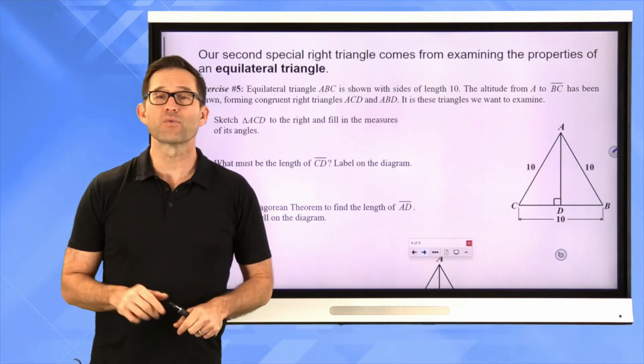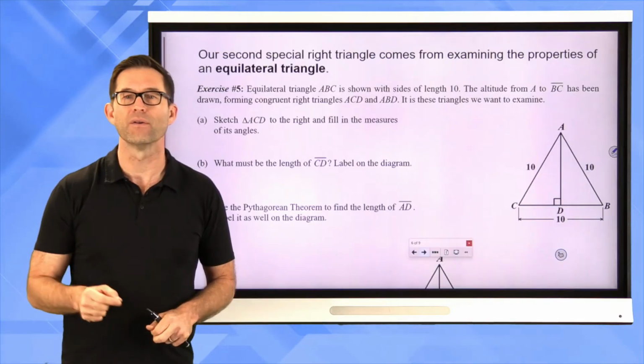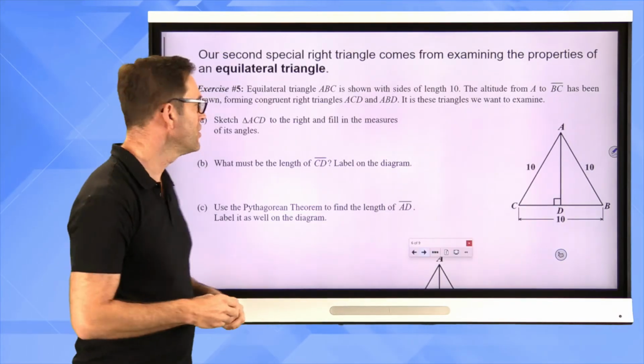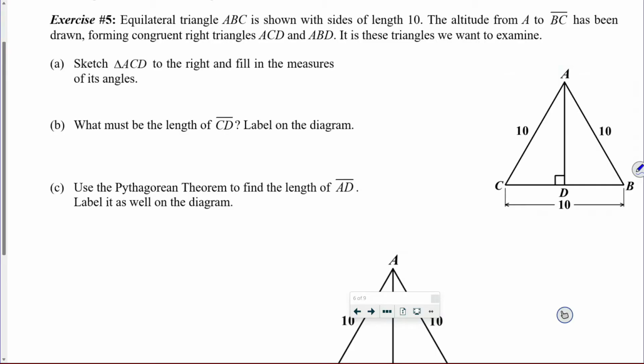Our second special right triangle comes from examining properties of an equilateral triangle, strangely enough. So let's take a look at an equilateral triangle in exercise number 5. Equilateral triangle ABC is shown with side lengths of 10. The altitude from A to BC has been drawn, forming congruent right triangles ACD and ABD. It is these triangles we want to examine. So let's talk about this a little bit.